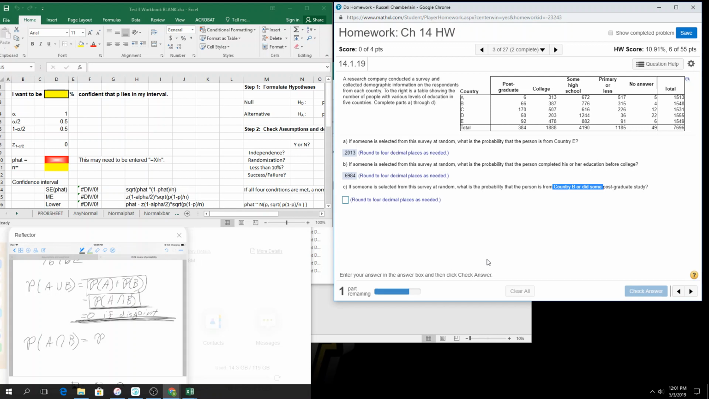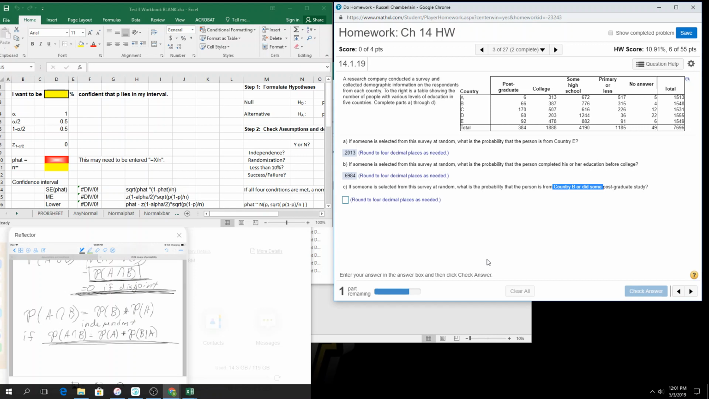If this equals probability B, multiplication's commutative, whatever. If that equals the product of the probabilities, this is independent. If it comes out like this, A and B is probability A times probability of B given A, right? This is the actual general formula for the AND rule.